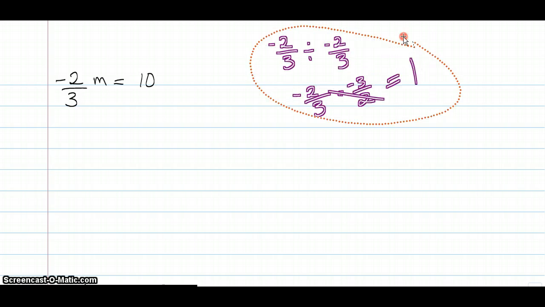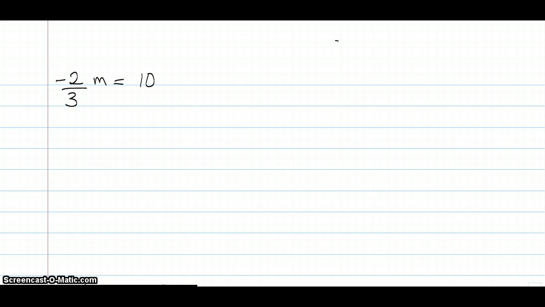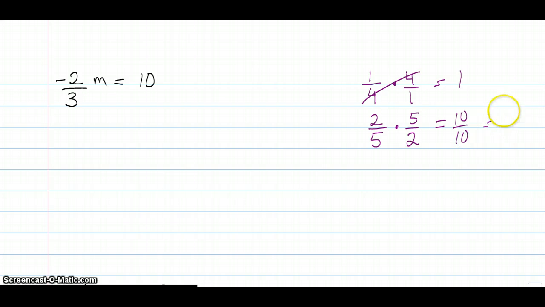Let's take a look at another one of those. Let's see what happens when we multiply by the reciprocal of 1/4. Multiply by 4/1. I get 1. Let's do 2/5 times its reciprocal. I get 10/10 or just 1. So whenever I multiply by the reciprocal of a number, I'm always going to get 1.